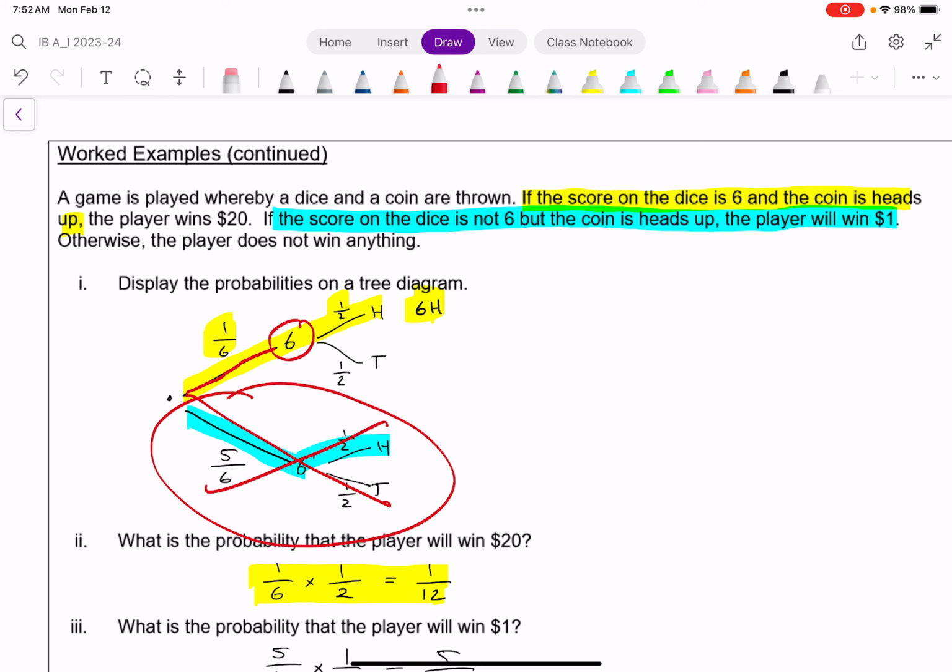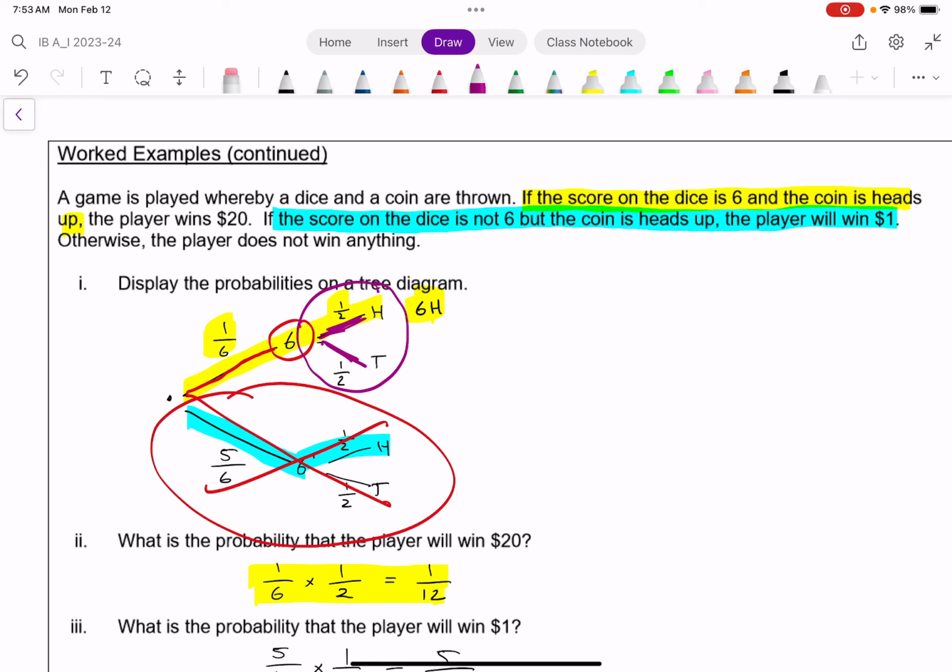And at this point, if you've already rolled a 6, the chance of you winning $20, I can just see, is 50%, because once you roll a 6, you only have 2 choices. You either have heads, in which case you win $20, or tails, in which case you win nothing. So if you know you rolled a 6, all I need to look at is this one part here, and then I can just realize it has to be a 50% chance.